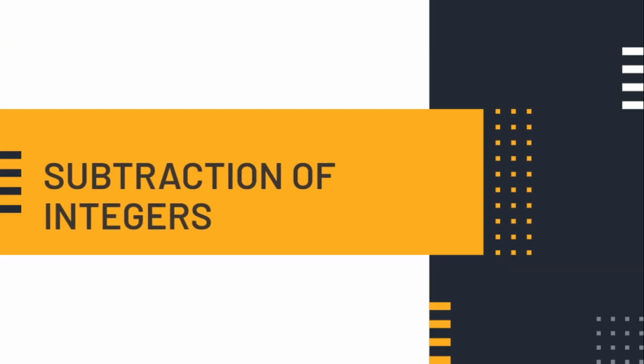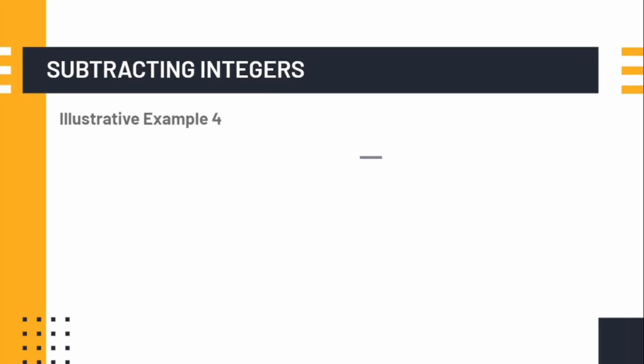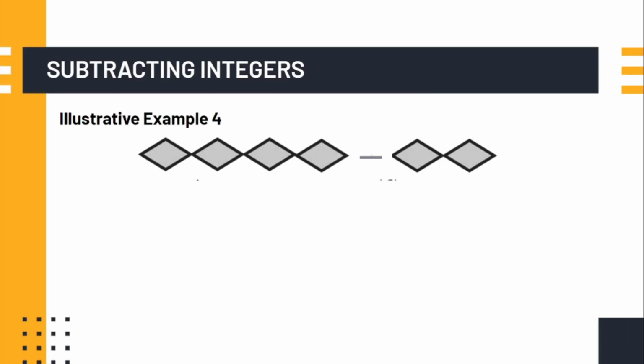Okay, so let's move to the subtraction of integers. So what are we going to do if we're gonna have this? So we have here a representation that is negative 4, correct? And then this representation is negative 2. So we have negative 4 minus negative 2. We're subtracting two negative integers.